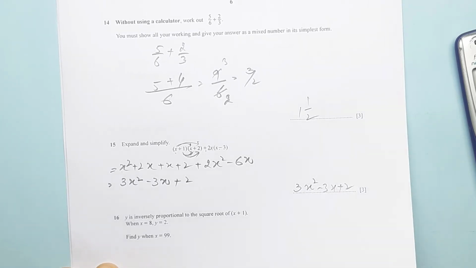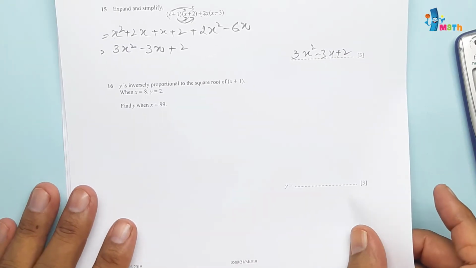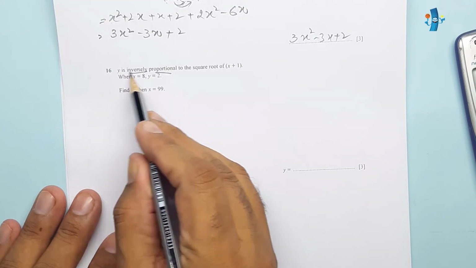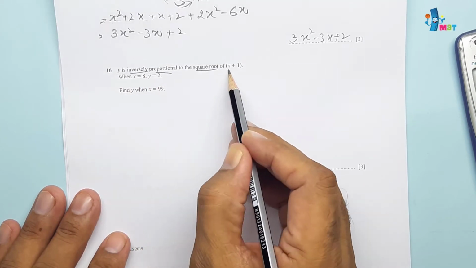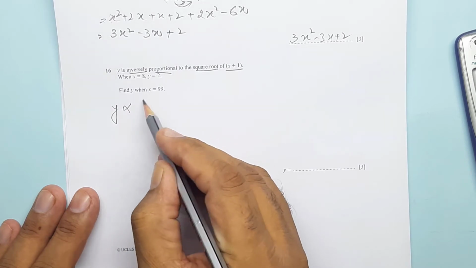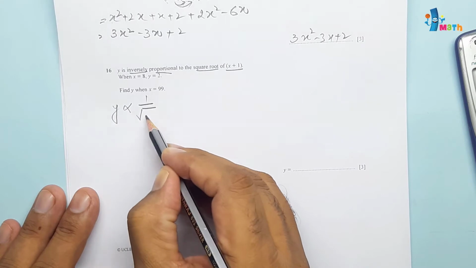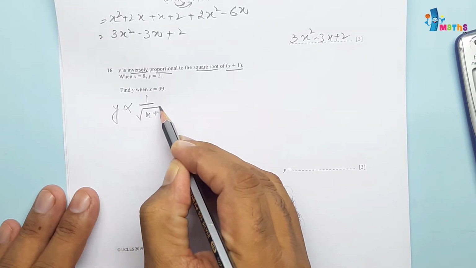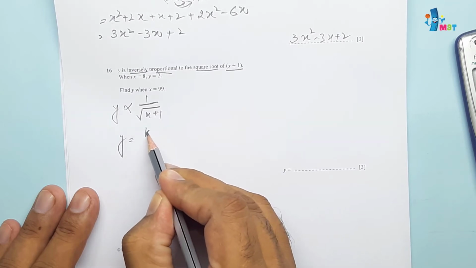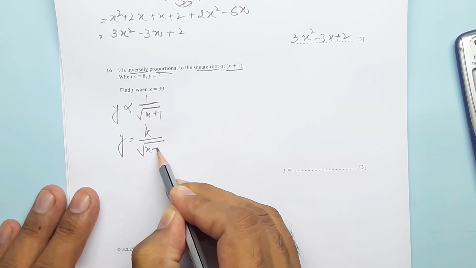Next is question number 16, a proportionality question, inverse proportional. Y is inversely proportional to the square root of this. So we can write y is inversely proportional to the square root of x plus 1. For the equality sign, we will have to use a constant. We will take k as constant over square root of x plus 1.